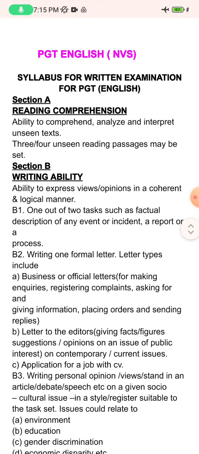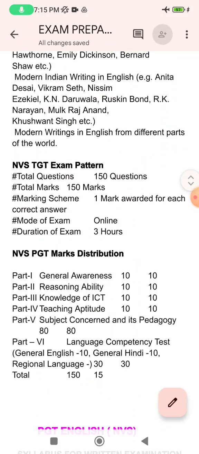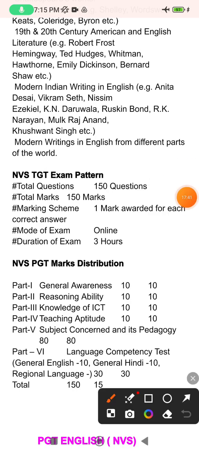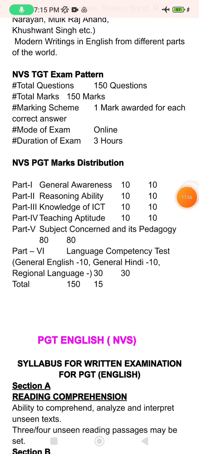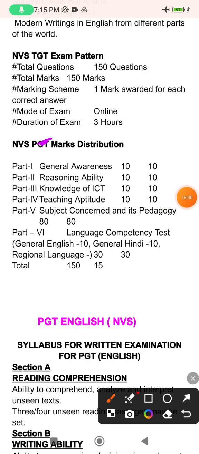And the next one is the NVS PGT syllabus. Before knowing the PGT syllabus, just look at this one: NVS TGT exam pattern. Total questions 15, total marks 15, marking scheme 1 mark. Here there is negative marking also, 1/4 negative. Online exam, and exam duration 3 hours. This is for NVS I'm talking about. And then we have the PGT. Sorry, this is your TGT mark scheme.